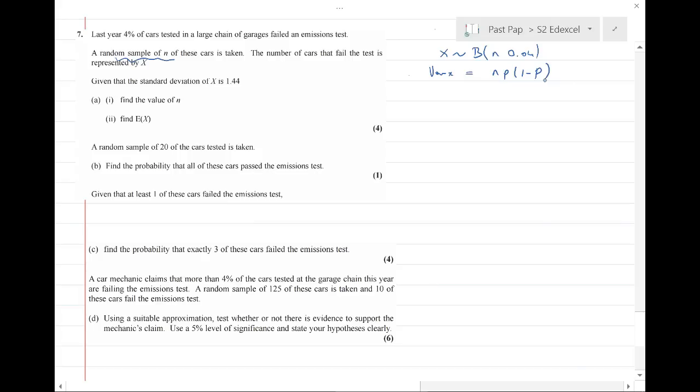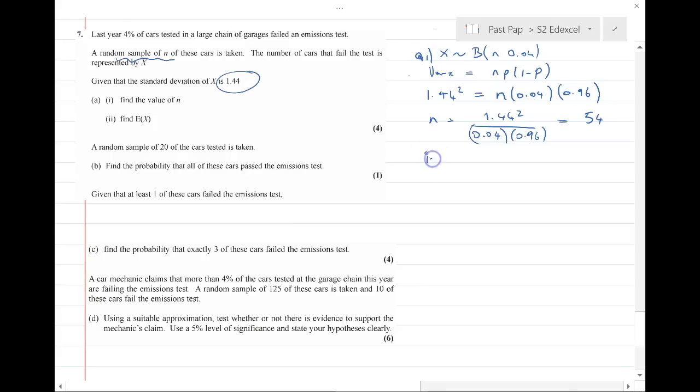Okay, well, that means that we're given the variance of 1.44, so we have 1.44 squared, because the variance is standard deviation squared, times n, times 0.04 times 1 minus 0.04, which is 0.96. So that gives us n is equal to 1.44 squared over 0.04 times 0.96, and that comes to 54. So that's A1 done.